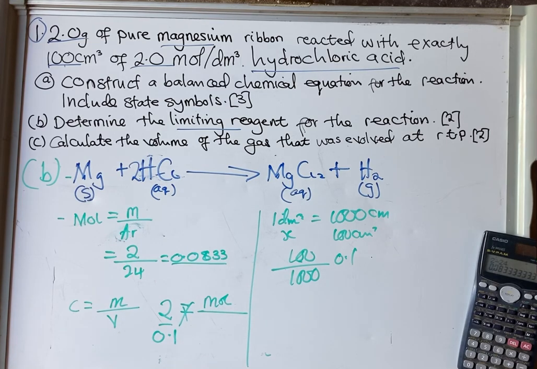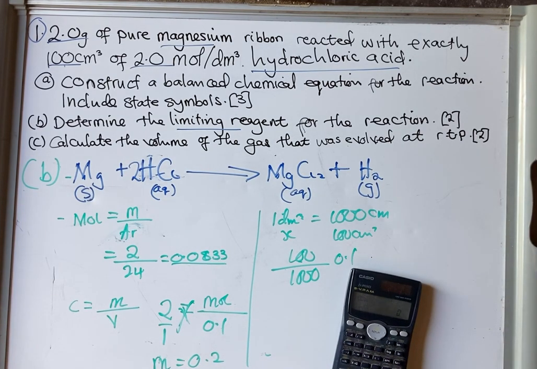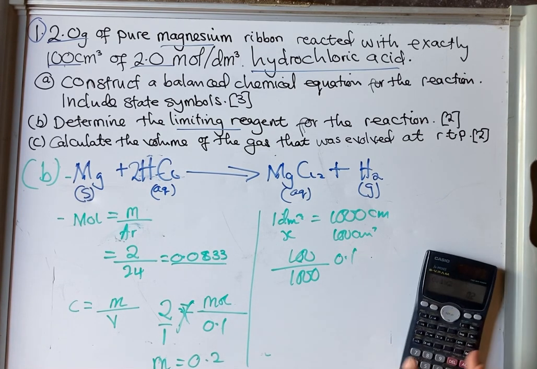So instead of using 100 here, we have to use 0.1. Okay, so we have 0.1 that side. You raise this as a fraction and cross multiply. So the moles is equal to 0.2. When you multiply 0.1 times 2, we're getting 0.2. So the number of moles for the acid is 0.2.